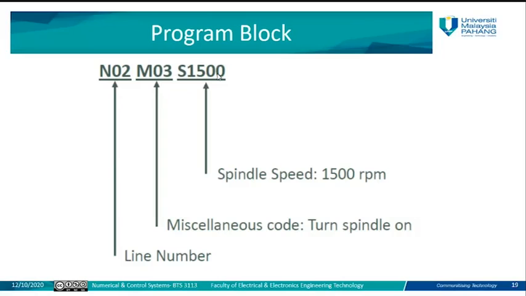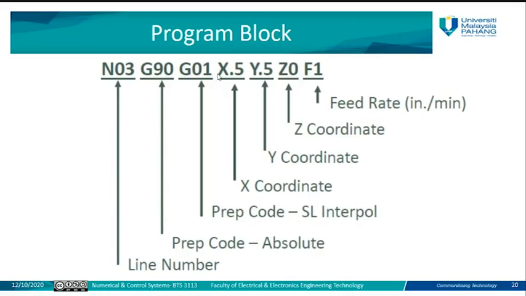Also the same here: you have the sequence number, you have the miscellaneous function, which is turn spindle on, then you have the spindle speed here, which is 1500. Same here, you have the line number, you have the code G90 for absolute. You have the code for interpolation, which is G1 interpolation. Then you have the definition for the coordinate. After that, you have the feed rate.